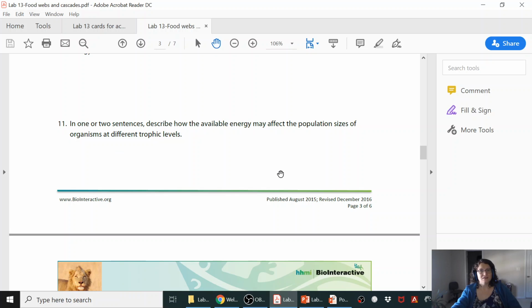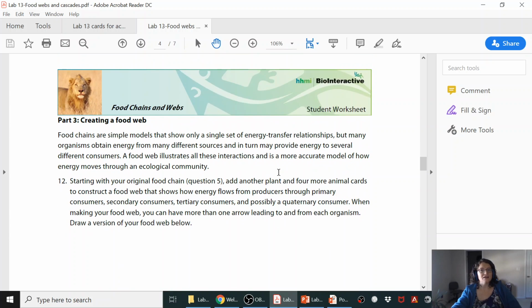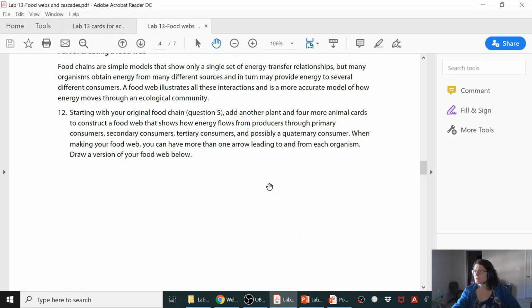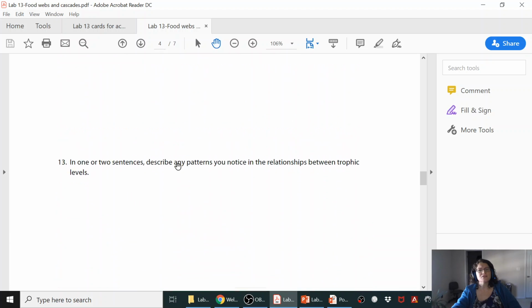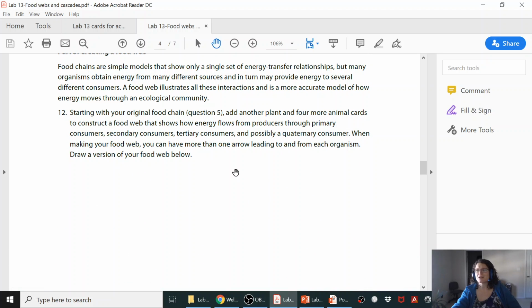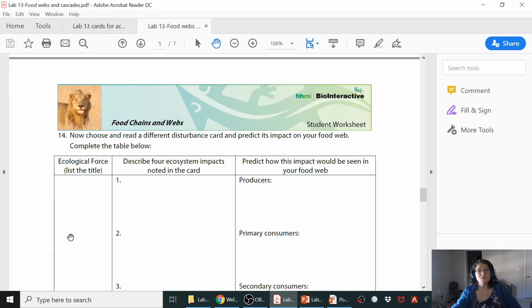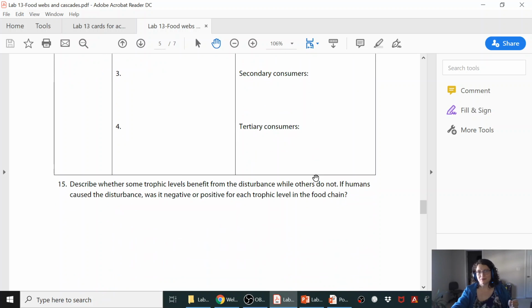All right. And then next thing we're going to do is make a food web, okay? And I'm going to show you examples of the food web and the food chain. But you have to complicate it, okay? And you're going to choose a new different disturbance card, note 4 new ecosystems, and talk about all of these, but then think about how it affects your web structure. And does it break down different parts of the web, okay?